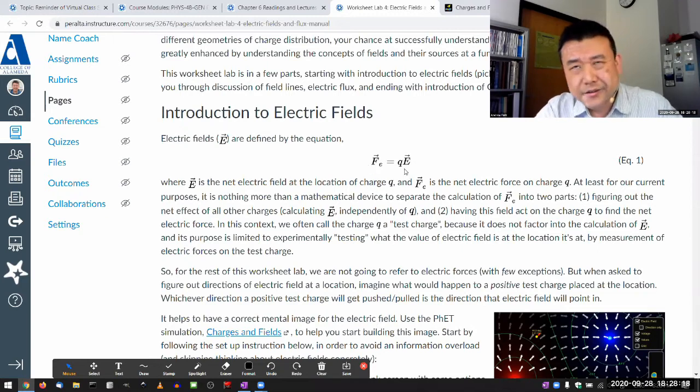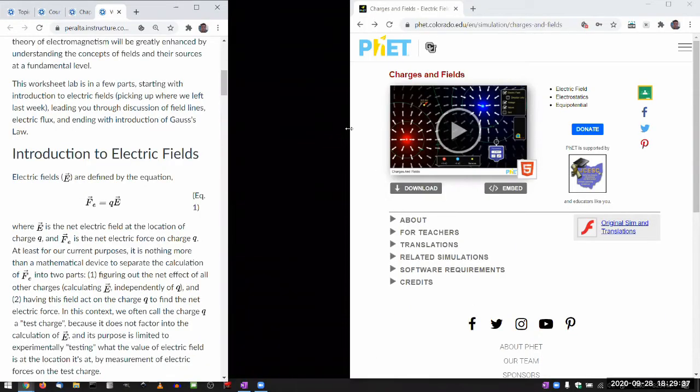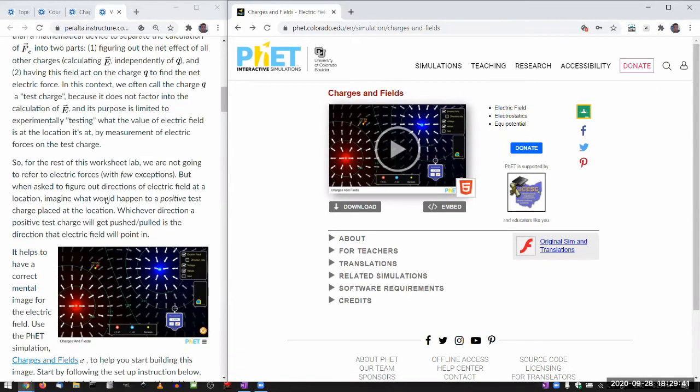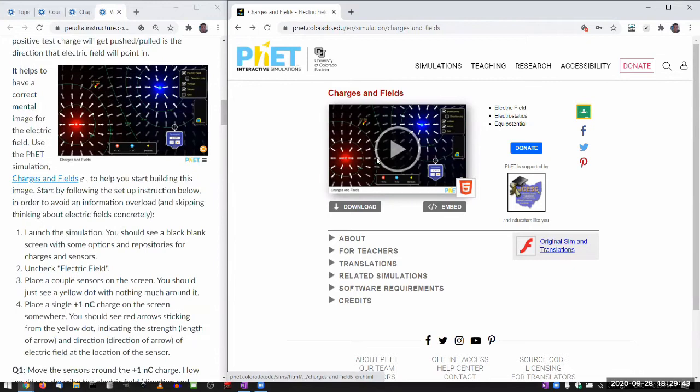To the extent it does, it tells you to rely on your intuition for electric force. So if you want to figure out the direction of electric field, imagine a positive test charge being someplace, and whatever force that positive test charge would feel, that's the same direction that electric field should point in. And now I have both some kind of instruction and the simulation there.